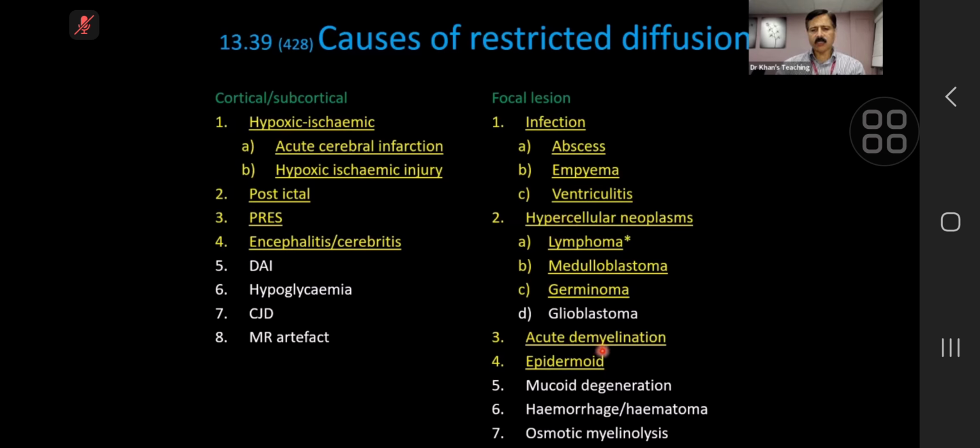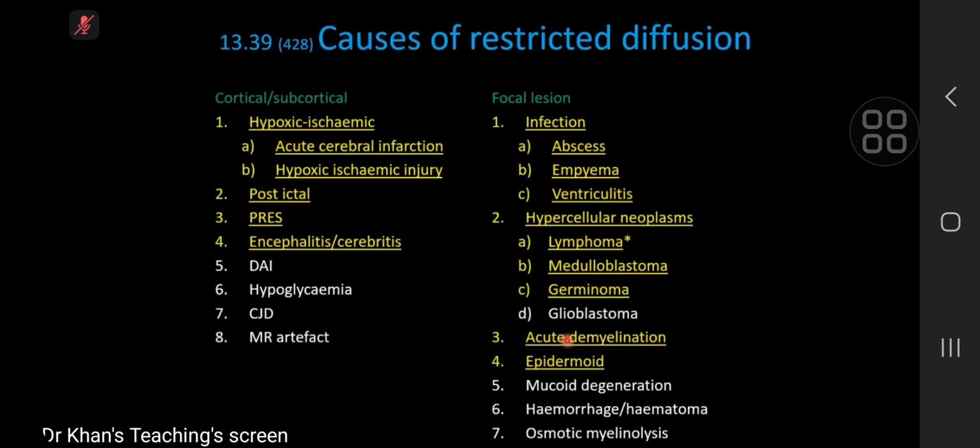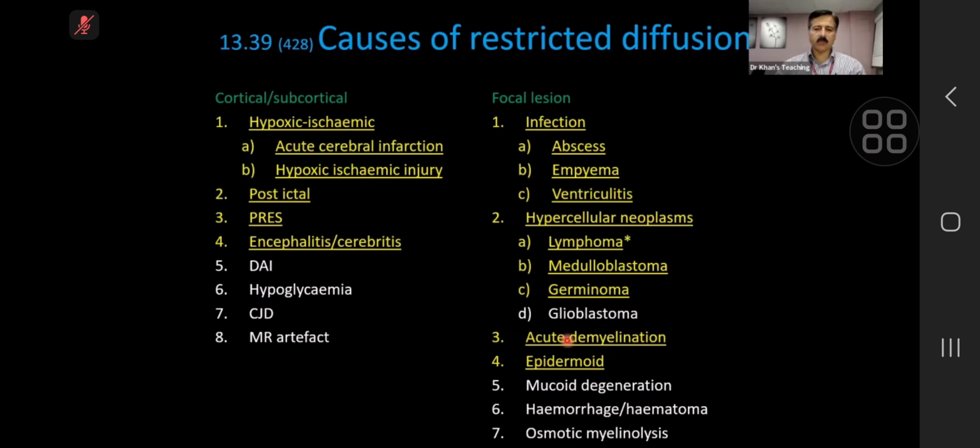Acute demyelination, as in acute cases of MS, can show restricted diffusion. And this is an important thing to remember, because otherwise I have seen this mistake being done both in clinical practice as well as in the exam, that when people see some high white matter abnormalities with restricted diffusion, they say that this is in keeping with lacunar infarctions. So please remember that acute MS plaques can also show restricted diffusion.